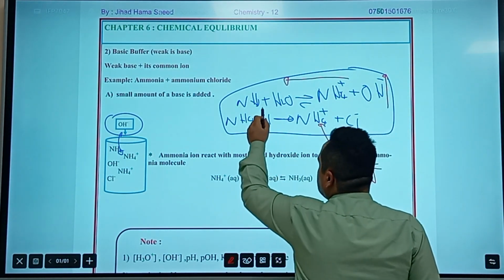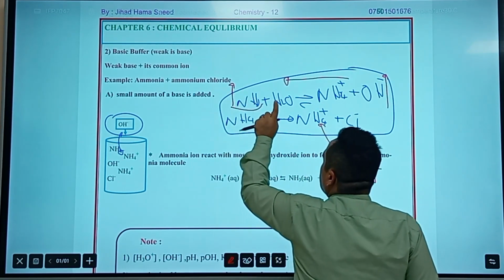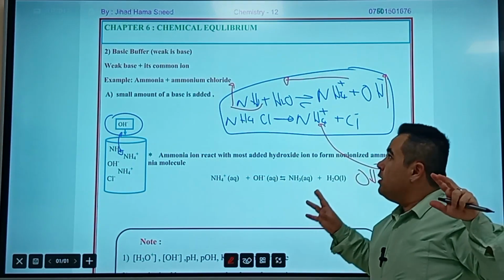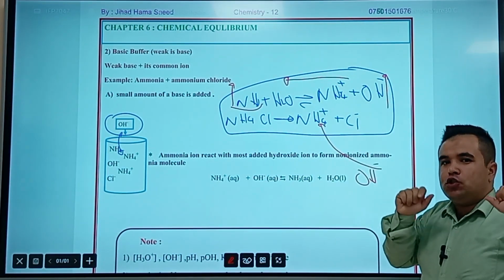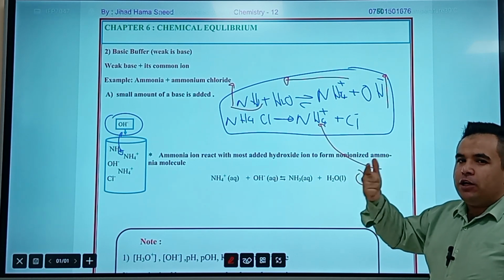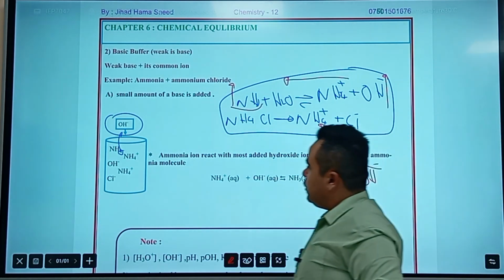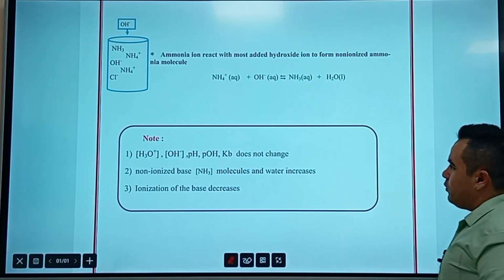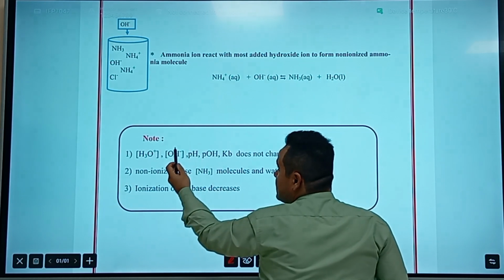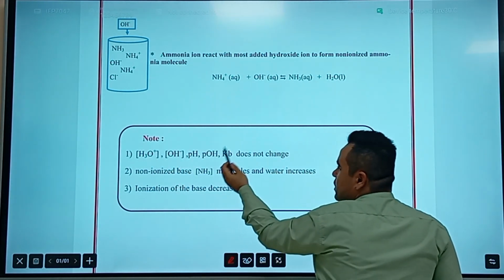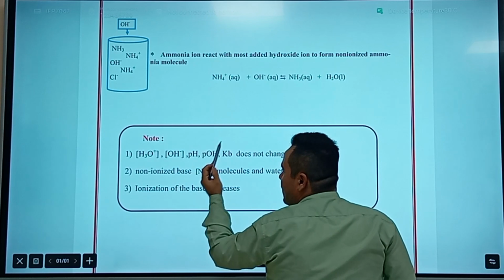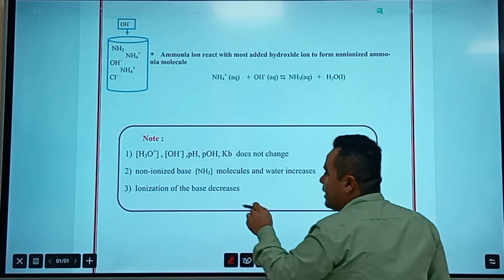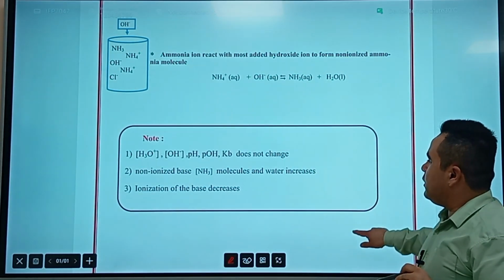What will happen to the concentration of ammonia? It increases, but its ionization decreases. What will happen in total to the concentration of hydroxide? It stays unchanged. As hydroxide stays unchanged, hydronium, pH, pOH, and Kb value stay unchanged as well. So for the basic buffer, when we add a base, hydronium, hydroxide, pH, pOH, and Kb do not change, but the concentration of non-ionized molecules of the weak base increases, and its ionization decreases.